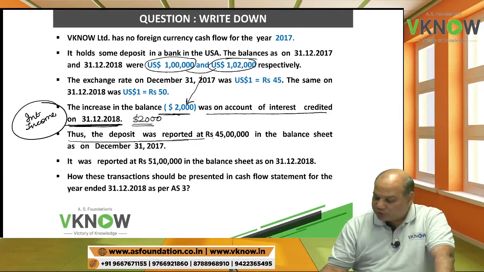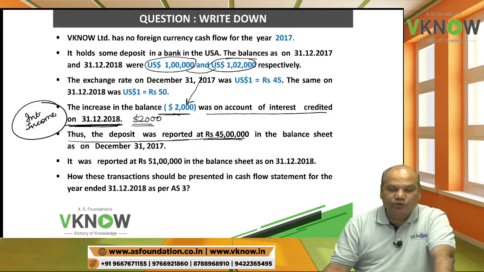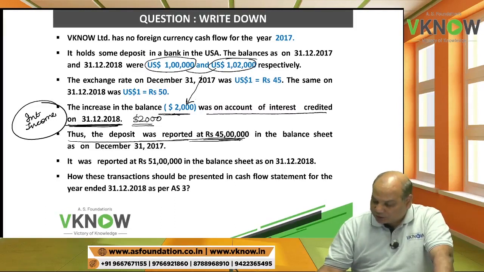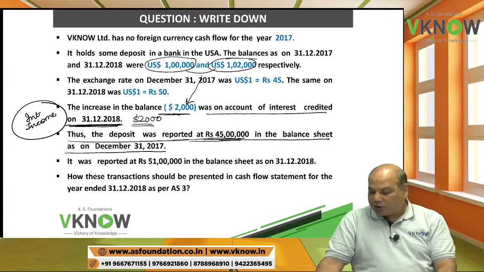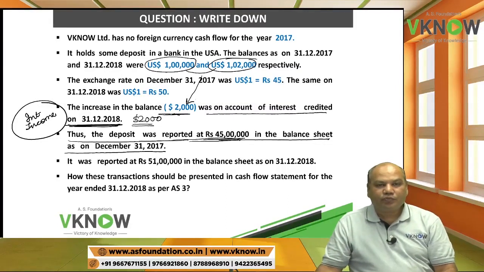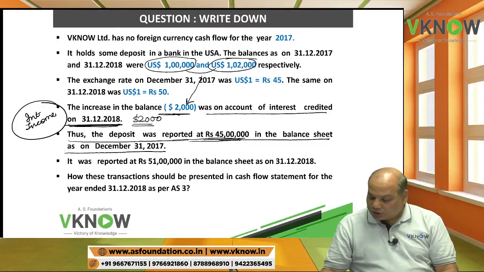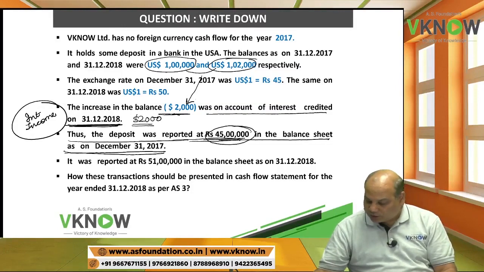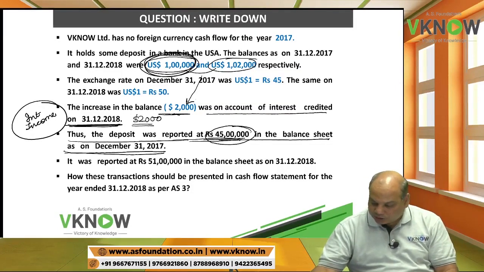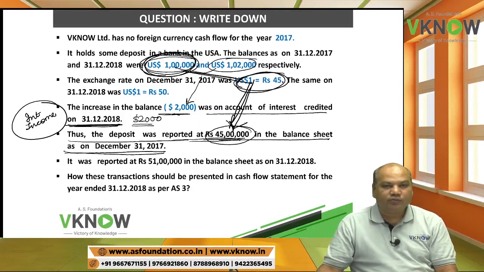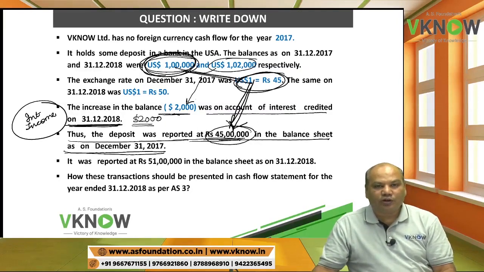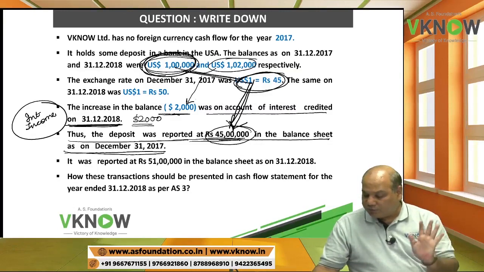Thus the deposit was reported at rupees 45 lakh in the balance sheet as on December 31, 2017. So how has this 45 lakh come? Opening balance 1 lakh, opening rate 45, which means the deposit appearing in your opening balance sheet, or opening cash and cash equivalent, will be 45 lakh.